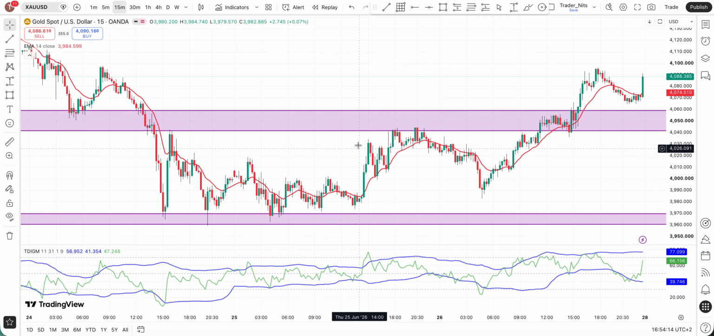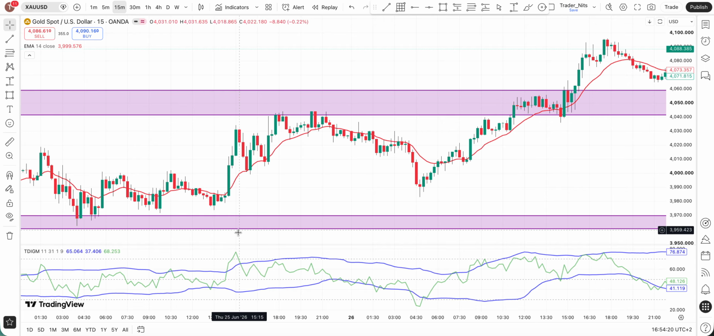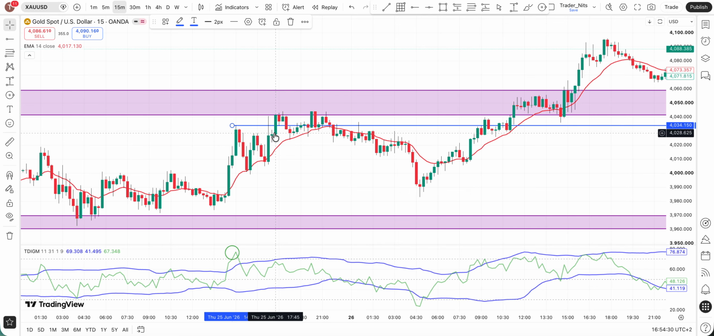You guys can see, this is the resistance level, right? And then look at the TDI. Sniper point. Just mark this candle, and price goes up above this level, this horizontal ray.